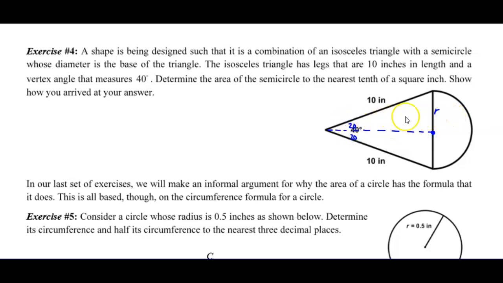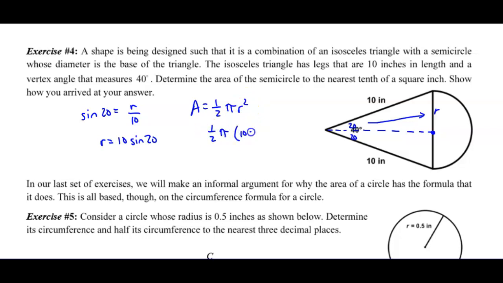Well, now I think just some basic trig, right? This is my opposite side, this is my hypotenuse. If I just do sine of 20, I'm going to have r over 10. So r is 10 sine 20, right? So if I do the area of a semicircle, it's 1/2 pi r squared. I can put that 10 sine 20 right in here. 1/2 pi times 10 sine 20 squared. And as long as you're careful with your parentheses, your calculator can handle this entire line and save the rounding for the very last step. Should get 18.4.